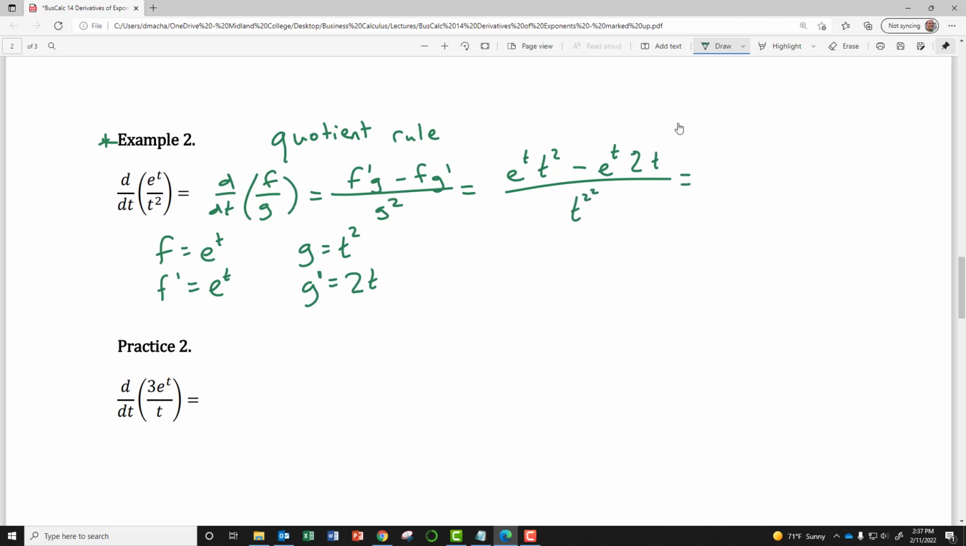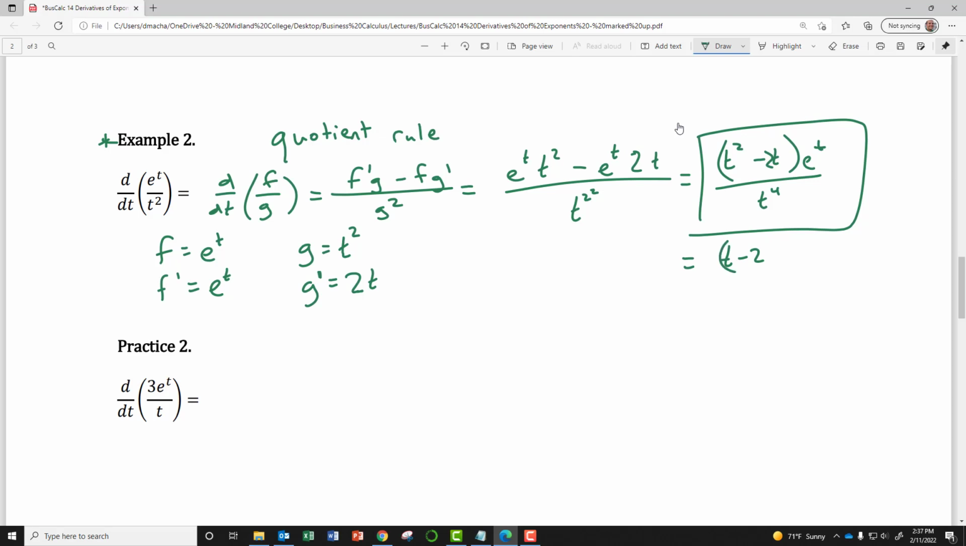And so just to clean this up a little bit, you might write something like t squared minus 2t times e to the t over t to the 4th power. Nice. By the way, you could also write this by factoring out 1 t and canceling it in the denominator. You could write this as t minus 2 times e to the t over t cubed. And just as good. Same correct answer.